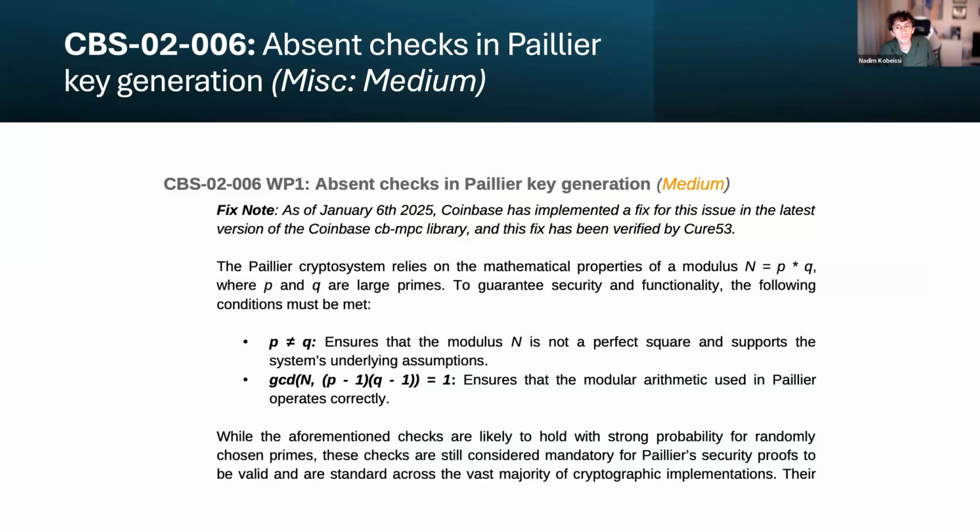So the Paillier one, I thought this was maybe not a miscellaneous issue, but then we agreed that it was. Any Paillier cryptosystem implementation will say that you have to ensure that P is not equal to Q, and that the greatest common divisor satisfies this particular equality. And so these checks didn't happen. And now they happen. They've been implemented. But the argument was we don't need them because it's extremely unlikely that these checks would not hold, even if you just generate 2 large primes, which is a reasonable argument, I suppose.